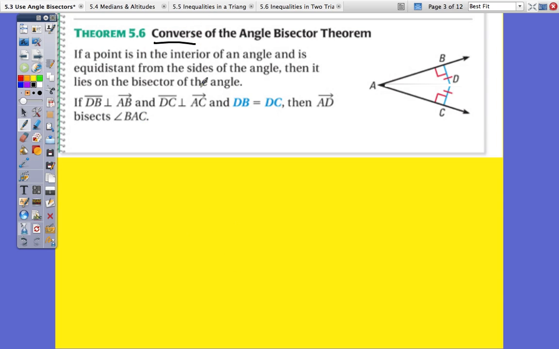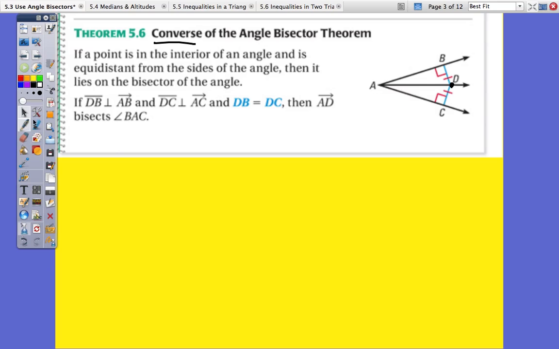The converse of that theorem would just be saying it in reverse. If a point is on the interior of an angle, so let's say we have D, it's in the angle. We don't know if there's a bisector yet, but there's a clue. Since DC is congruent to DB, there must be a bisector. So here there's an angle bisector. So if a point is in the interior of an angle and is equidistant from the sides of the angle, then it lies on the bisector.